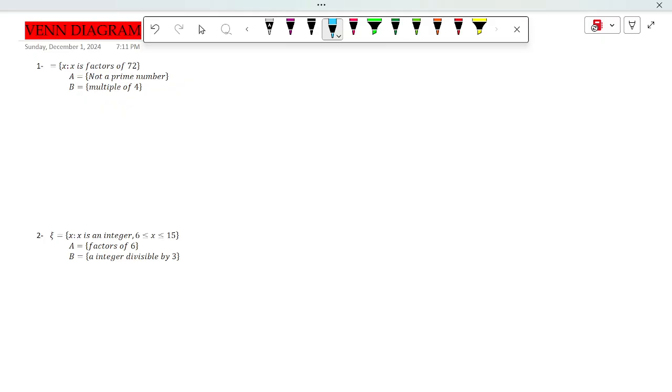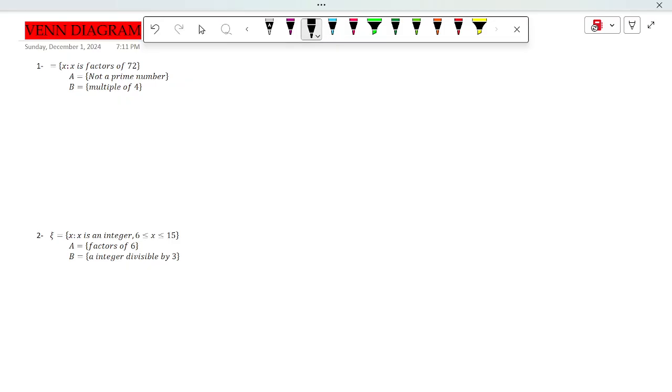Today I'll be discussing chapter 11, Introduction of Sets, and I will emphasize on Venn diagram. How do we draw a Venn diagram and describe the Venn diagram? Before we draw a Venn diagram, let me highlight to you all the important key points for this chapter.